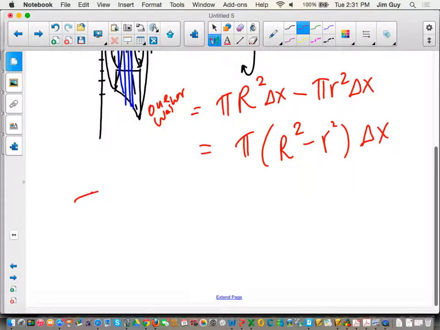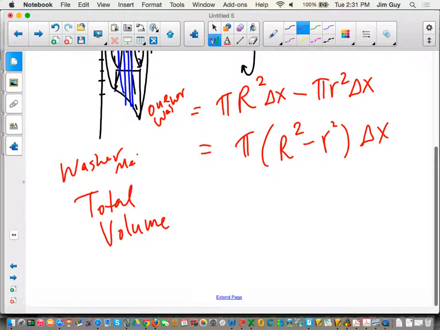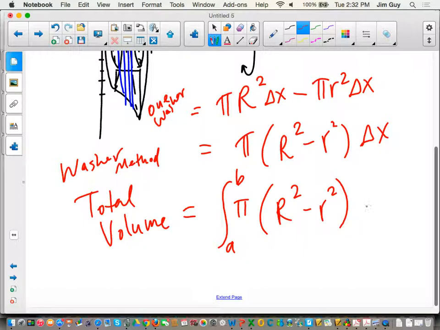So the total volume, and this is the washer method again, would equal the integral from a to b of pi times big R squared minus little r squared dx. Outside radius squared minus the inside radius squared, the radius of the hole. Can you put the pi outside? Yep, pi is the little brother, so you can definitely stick the pi out front.